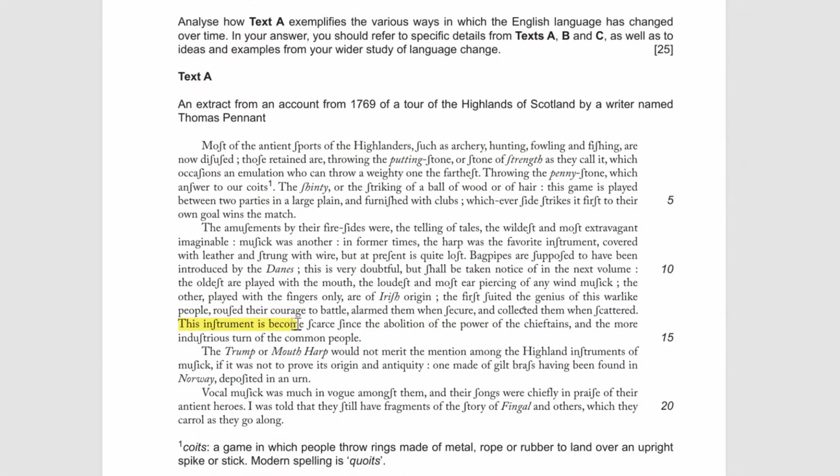In order to do that, we're going to really have to heavily lean on our grammatical knowledge. What type of phrases are these? Has become and is become, I can tell you they are verb phrases. And just to verify that, we can look at how it's used in the text. In the text, the sentence reads, "This instrument is become scarce since the abolition of the power of the chieftains." Okay, this instrument is become scarce. The subject there is instrument, and then the verb phrase is become.